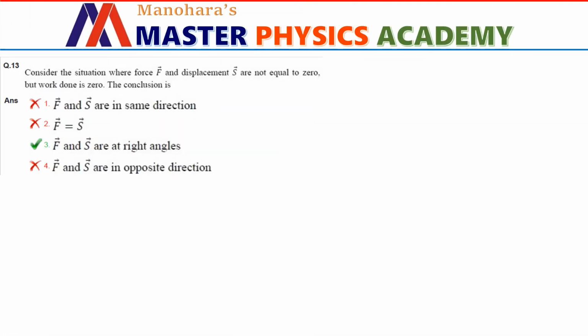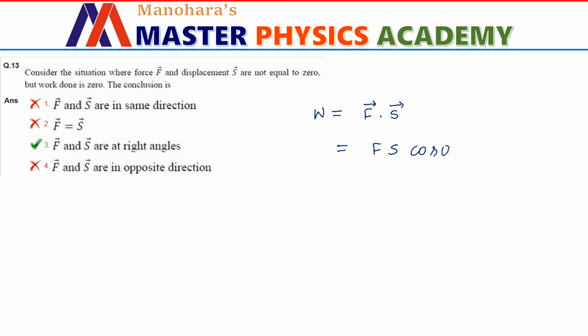Next question, question number 13. Consider the situation where force F and displacement S are not equal to 0, but work done is 0. What is the conclusion? What is the formula for work done? It is going to be the dot product of force and displacement, right? So upon expansion, we'll be getting Fs cos theta.